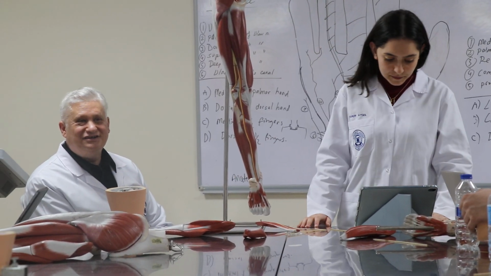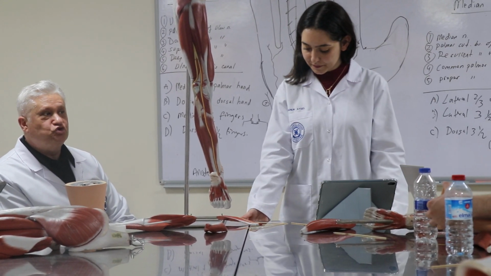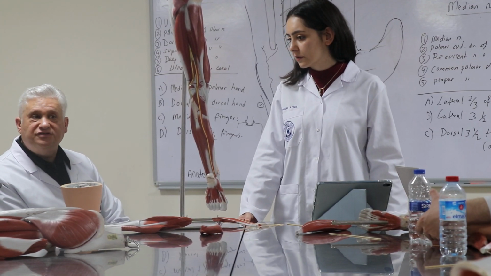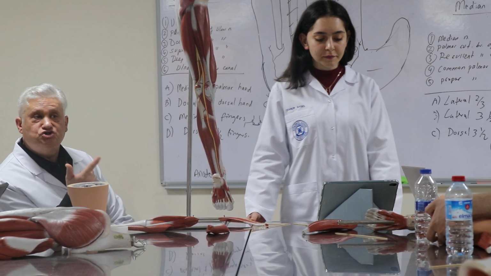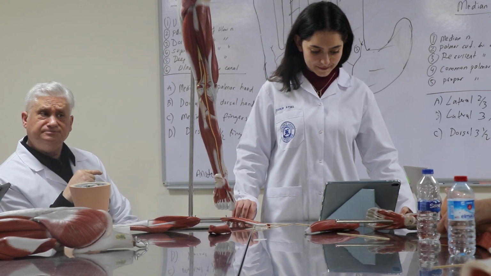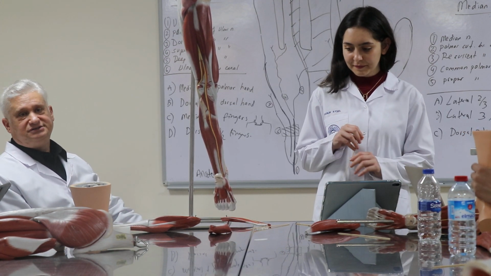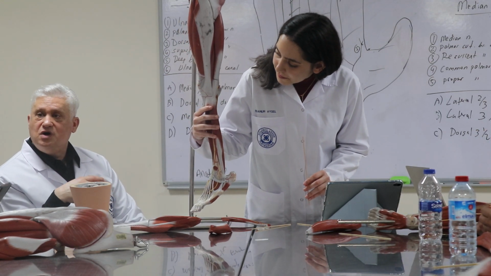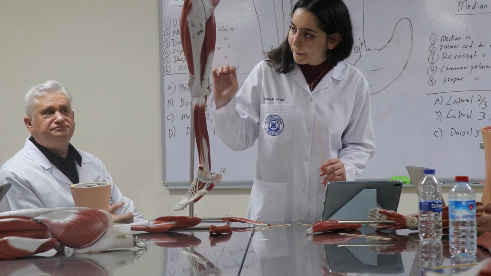Which muscle is this? Short head of what? Biceps femoris. Biceps femoris is part of the hamstring on the posterior aspect of the thigh. It has two heads, a long head and a short head. The short head is innervated by the common peroneal. The long head of biceps femoris is innervated by the tibial. So biceps femoris is a dually innervated muscle.